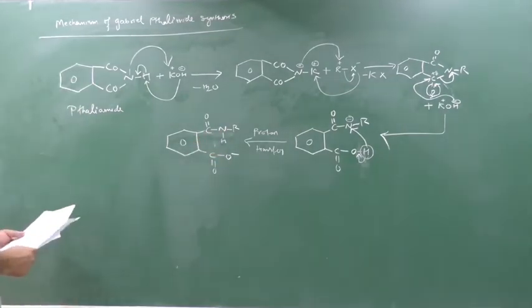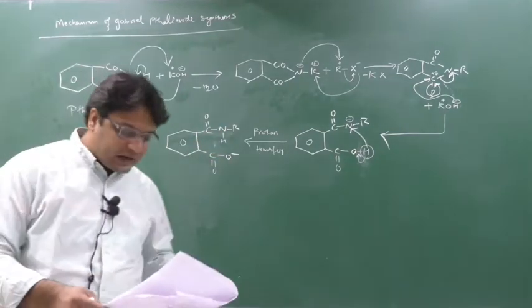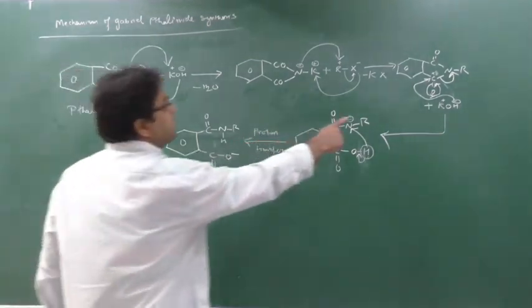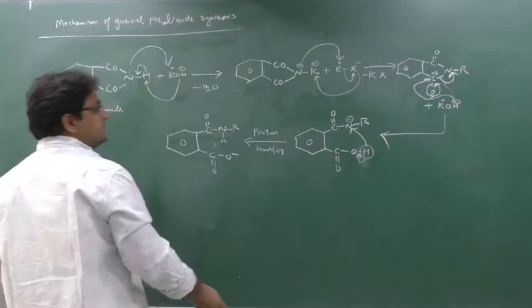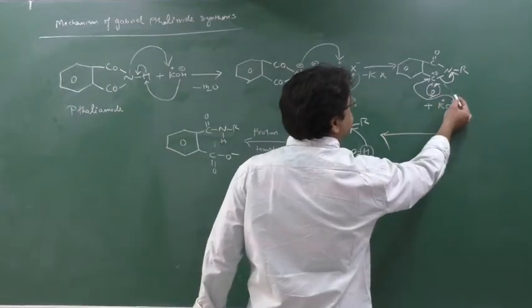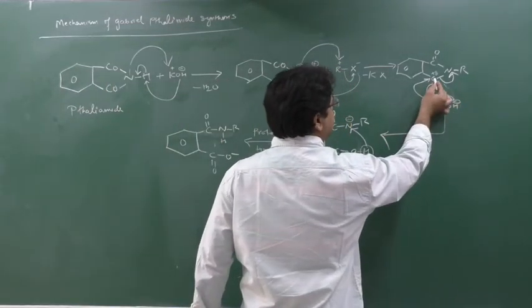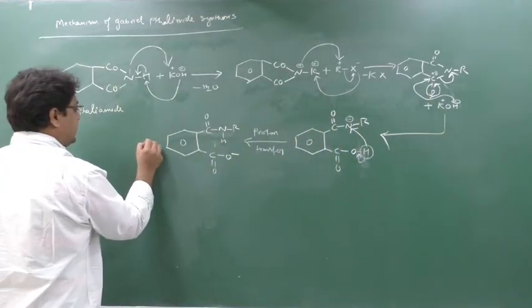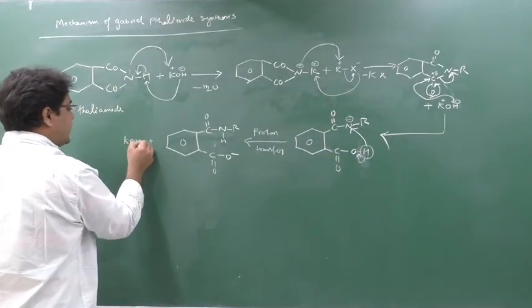Now in the next step, what do you have to do? Nothing. In the next step, again one more KOH will come. So we have to repeat this step. This step should be repeated. Now OH I have attacked on this carbon. Now again I will take another KOH, and I will attack now on this carbon.